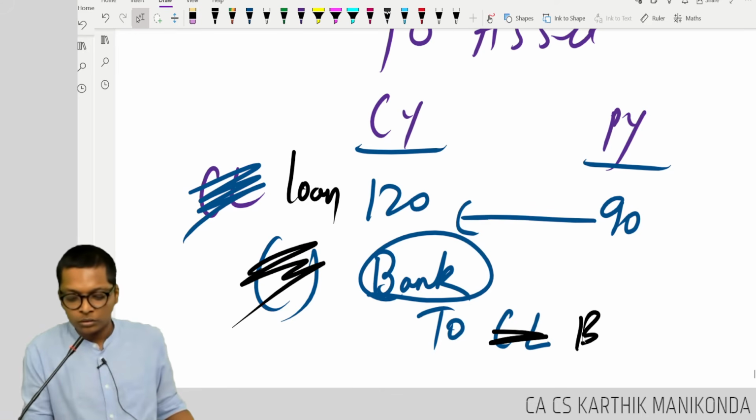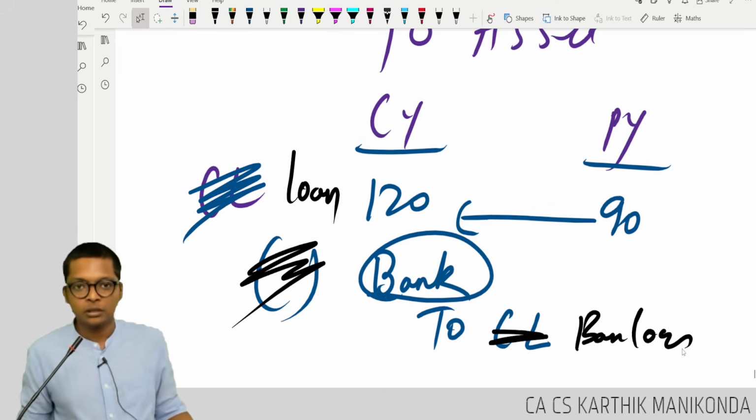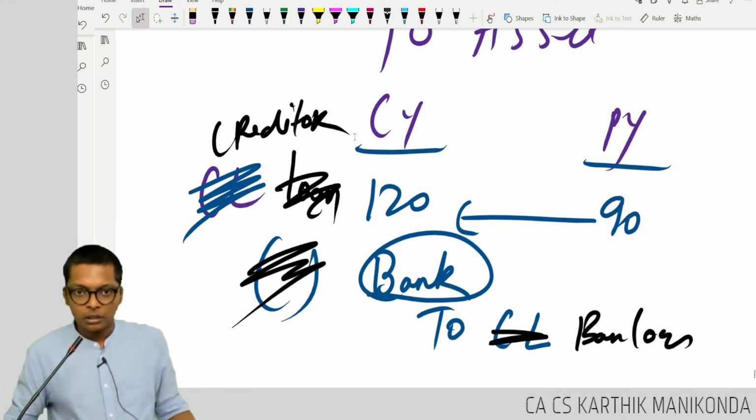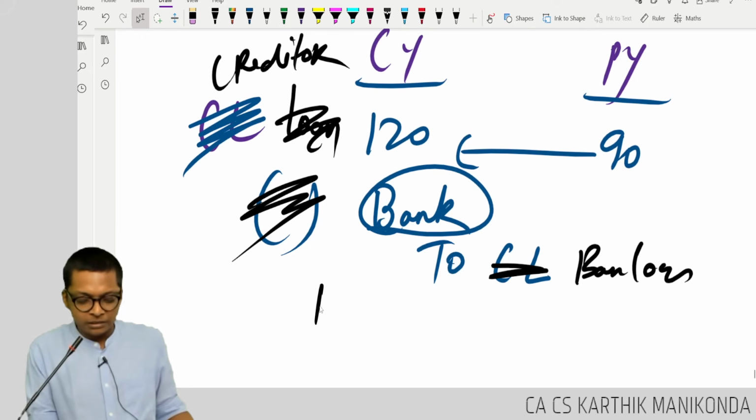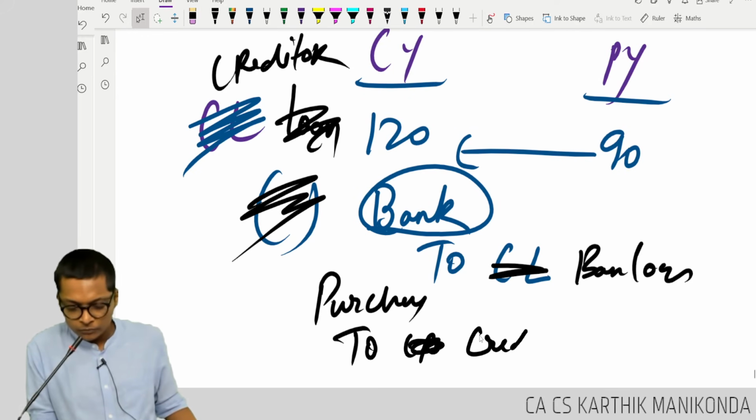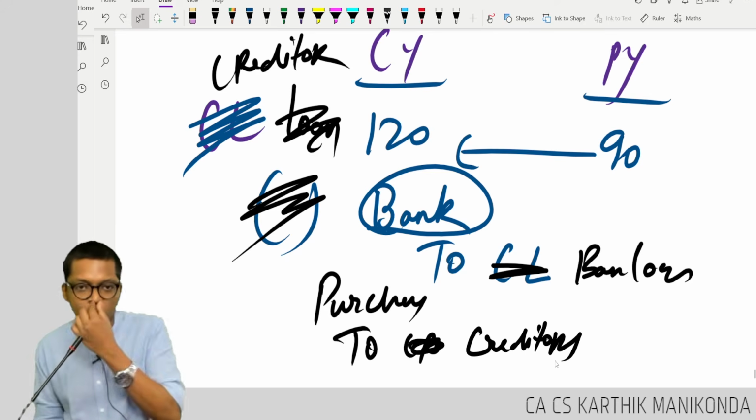Bank to bank loan. Replace this. Creditors. Creditors entry will be what, guys? Purchase to credit purchase. Purchase to creditors. Are you following, guys?